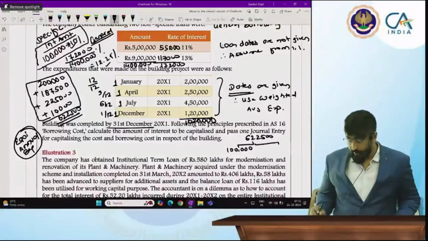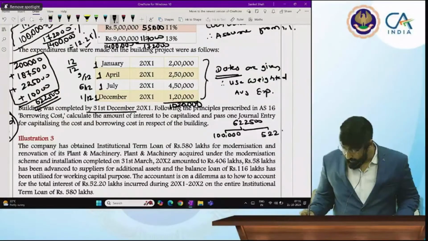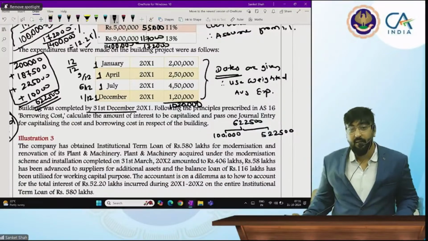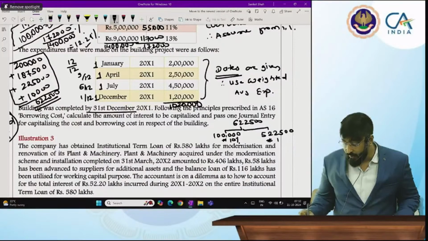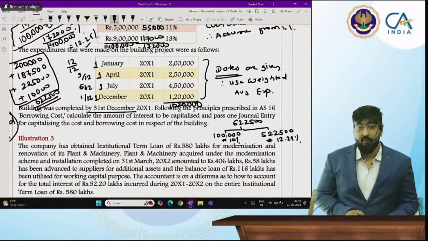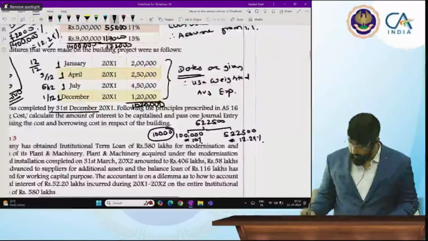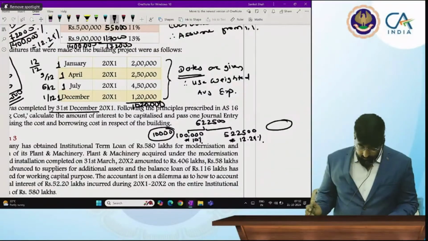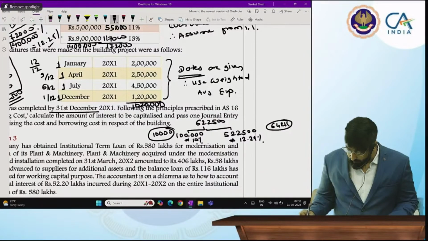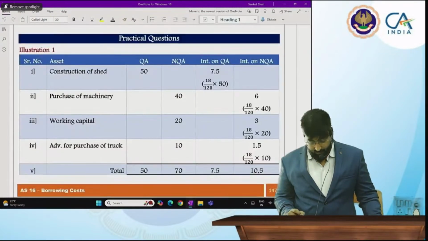1 lakh. And out of 14 lakhs आपने construction में कितना use किया? 5,22,500. Correct? So 1 lakh को you will multiply by 10% and 522,500 you will multiply by 12.29%. तो ये कितना हुआ? 64,250. और total कितना हुआ? 74,215. Yes. See the answer.